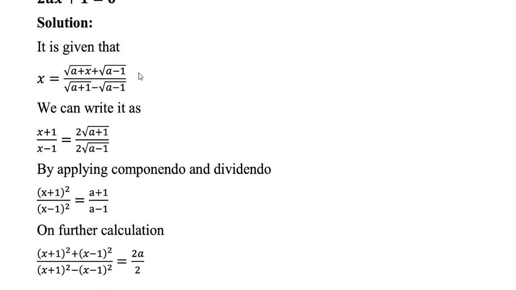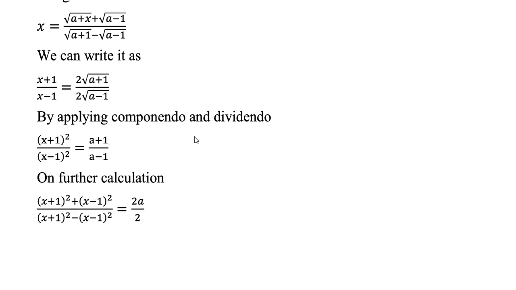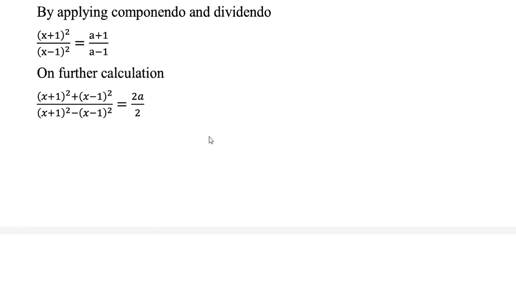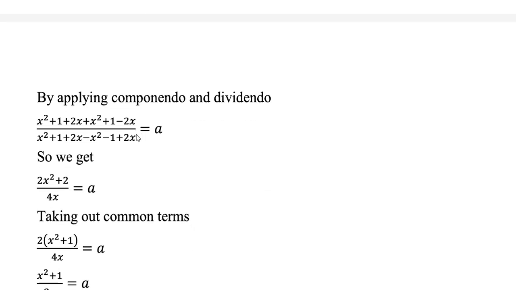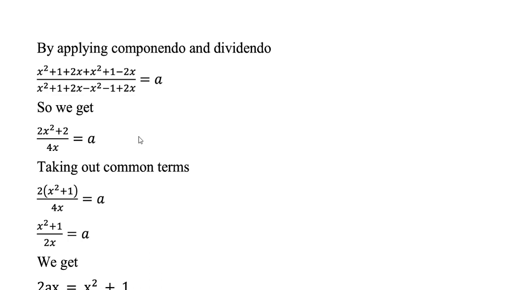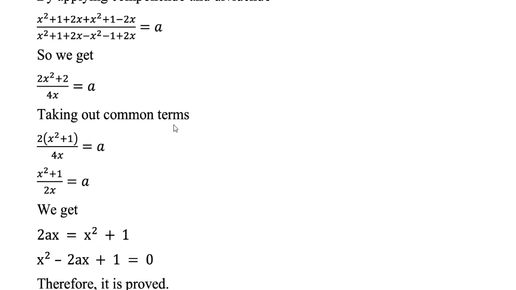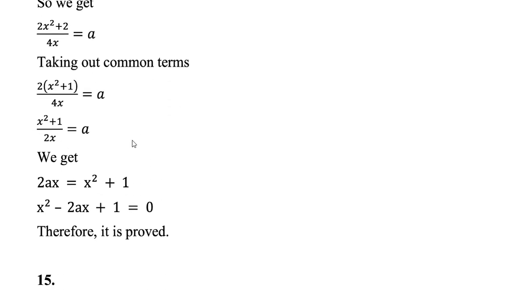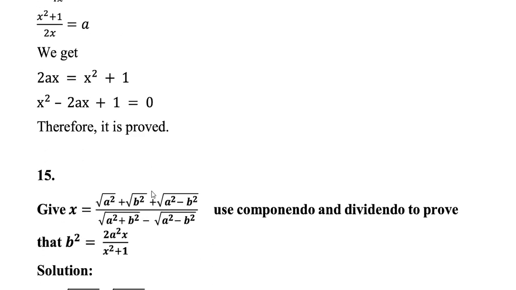First I will write this. After that a little bit of simplification. After that applying the componendo and dividendo. After that a few steps of calculation. Again applying the componendo and dividendo method. After that taking out the common terms, you will get 2x is equal to x square plus 1. After that x square minus 2x plus 1 is equal to 0.